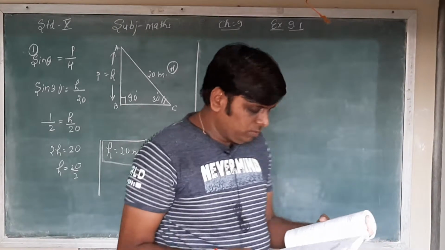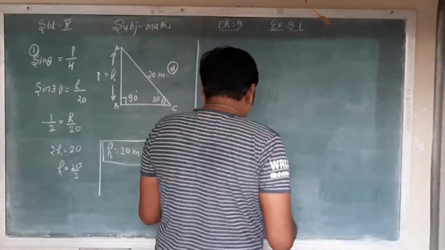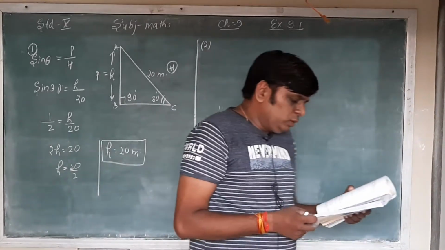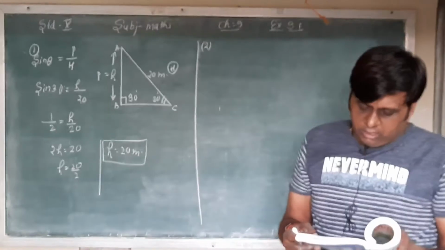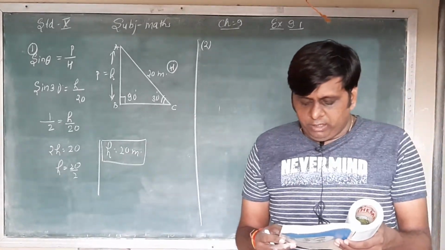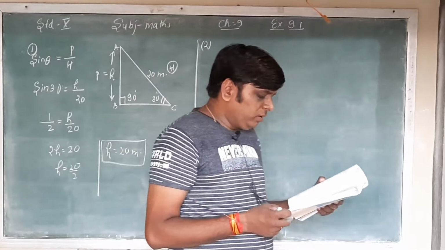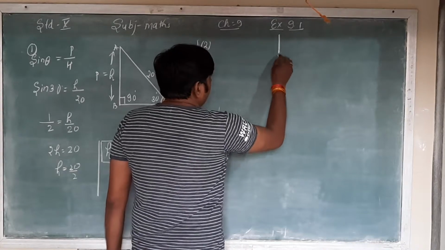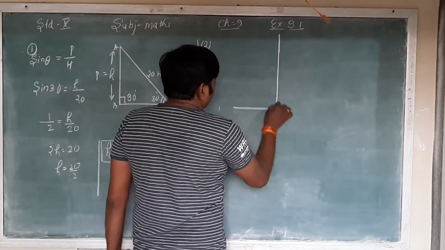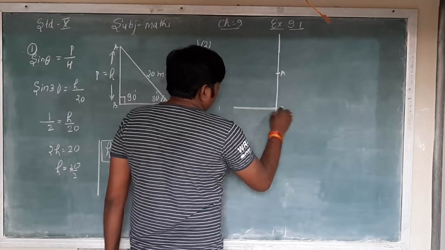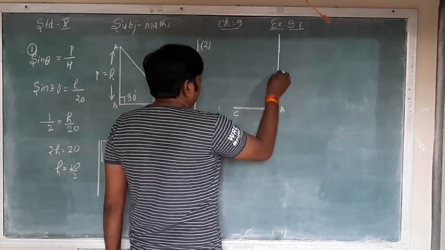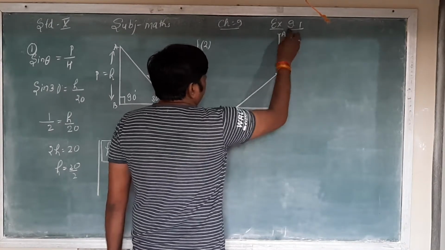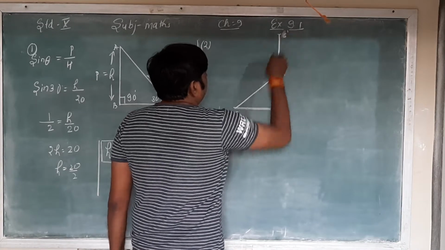Next, question number 2. A tree is broken due to a storm, and the broken part bends so that the top of the tree touches the ground, making a 30 degree angle. Suppose the tree is broken at this point A, and the top touches the ground at point C. Call it C dash.